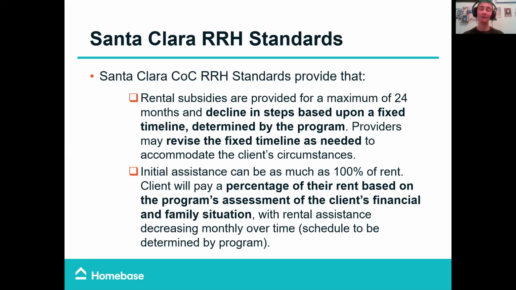the client's circumstances. Clients should be paying a percentage of the rent on the unit, which is a little bit different than paying a percentage of their income, right? You're going to be basing this on a percentage of the total unit rent, the gross rent, based on the program's assessment of the client's financial and family situation. So as you set up this fixed step down, and then as you're looking at how to change that and modify it, you're taking into account the client's financial and family situation and being flexible when the client needs you to be.